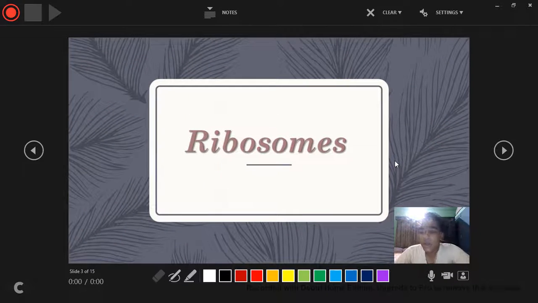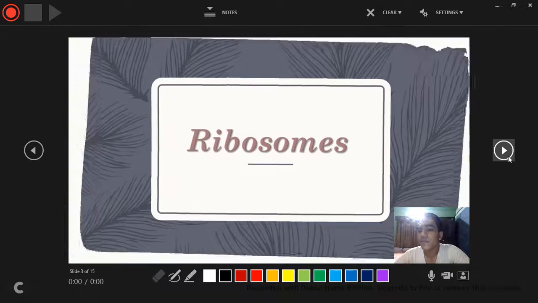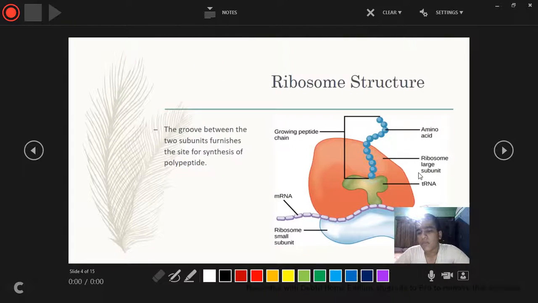And now our next topic is ribosome. This is also an organelle of the cell. Okay, let us see what it is. Ribosome. The first topic is only ribosome structure.